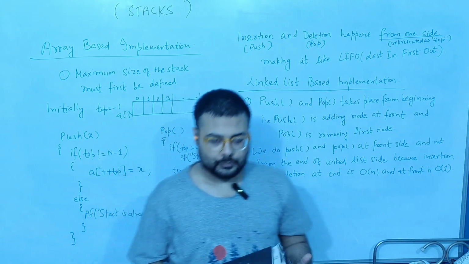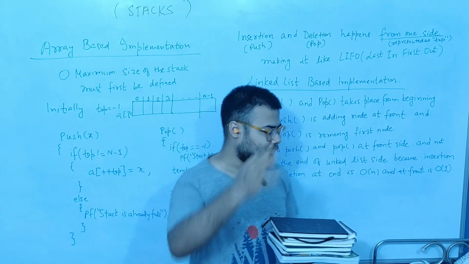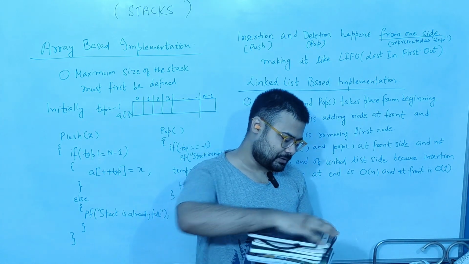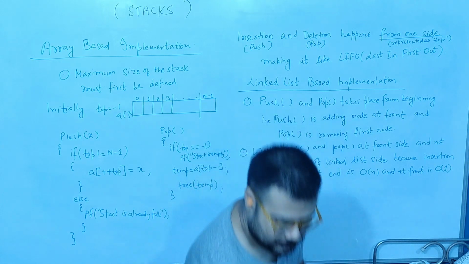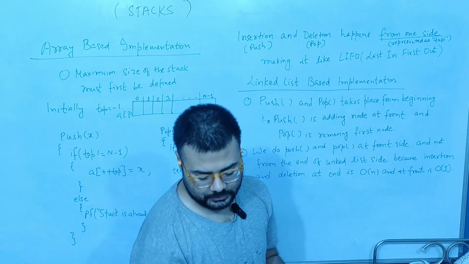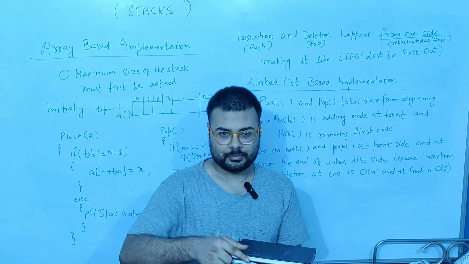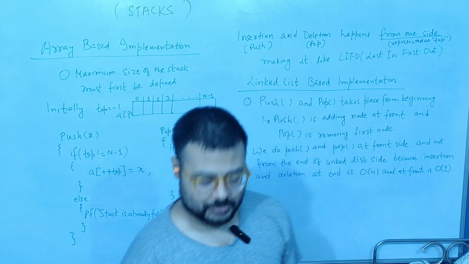And if you want to add any book, it will only be added on top. Let's say if your stack is this much, and you want to add any more elements, then you can only add them at the top. So this is what a stack data structure is.